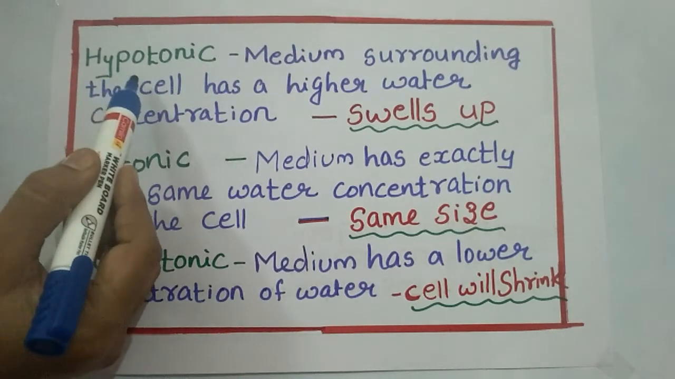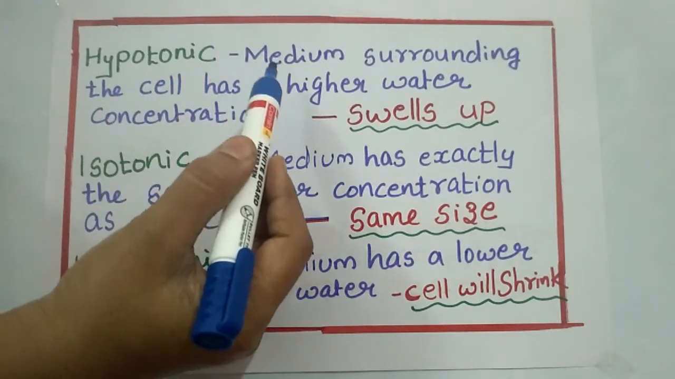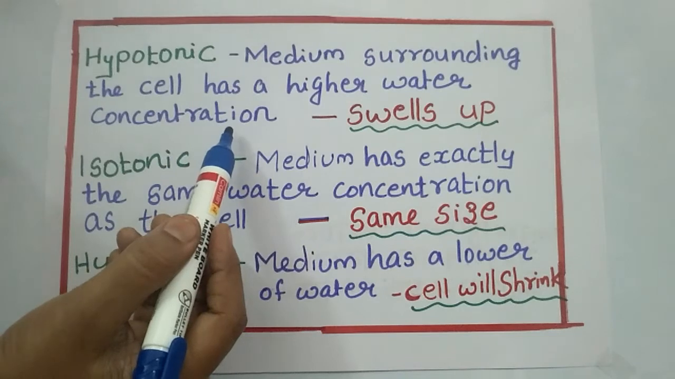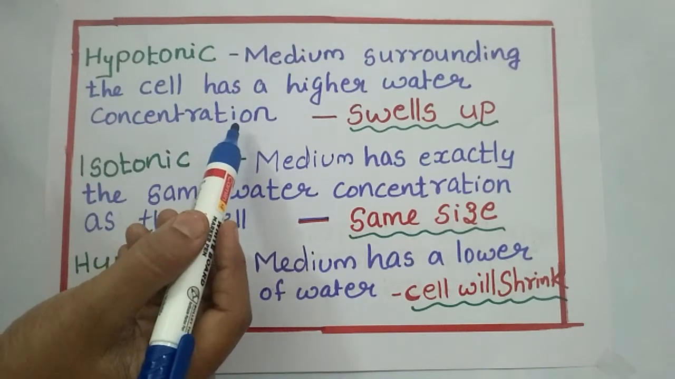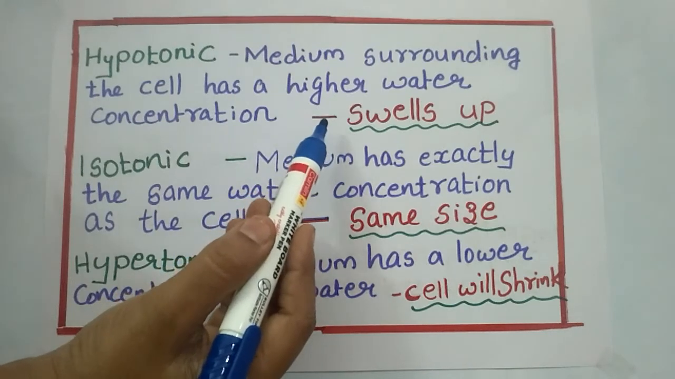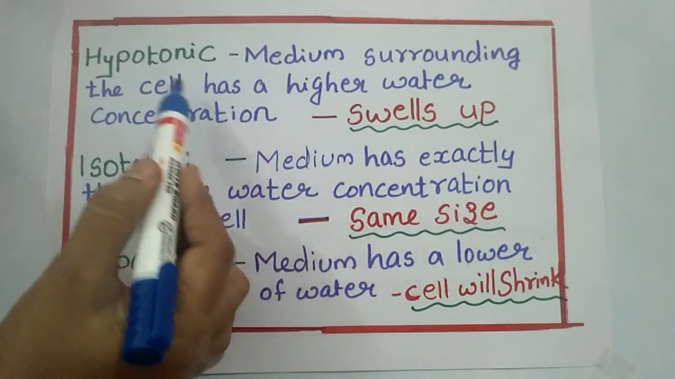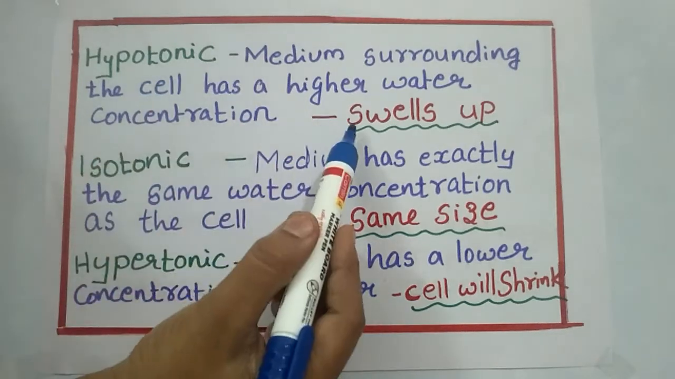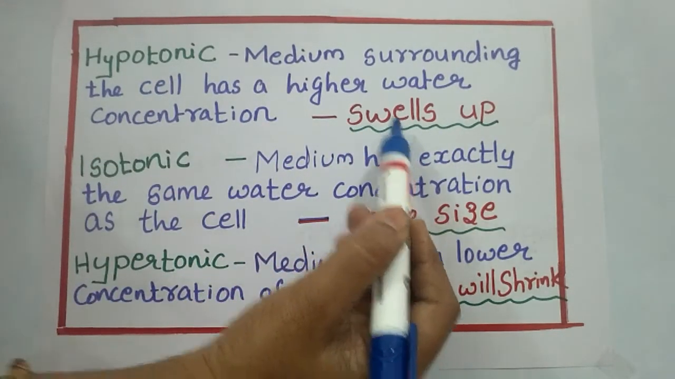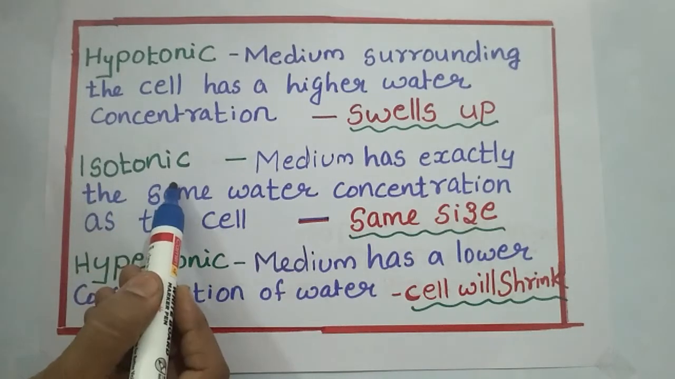Once again, hypotonic solution: if the medium surrounding the cell has a higher water concentration than that of the cell, then it is called hypotonic solution. Then what happens to the cell? If we place a plant cell or animal cell inside the hypotonic solution, then that cell swells up due to endosmosis.